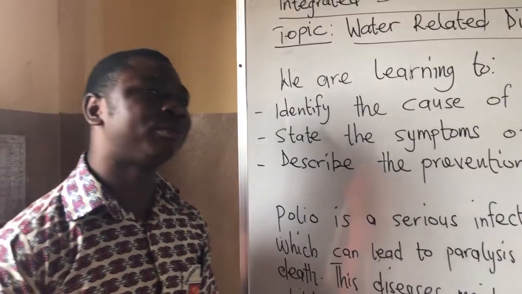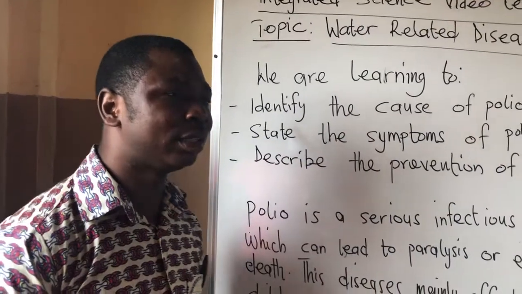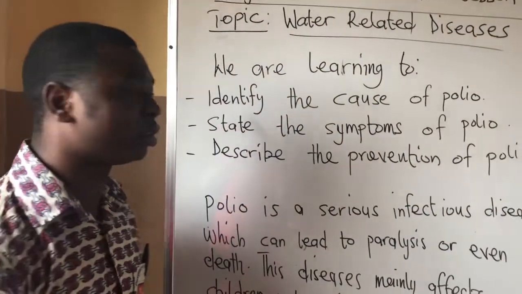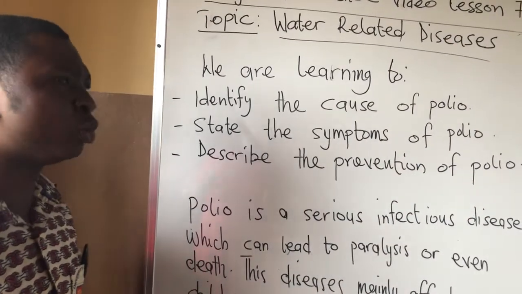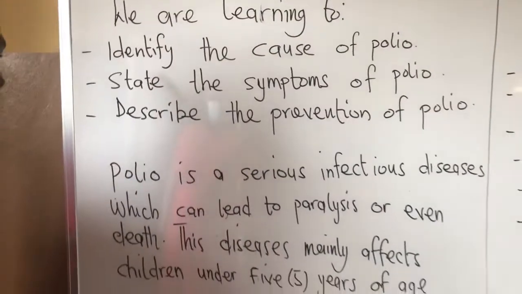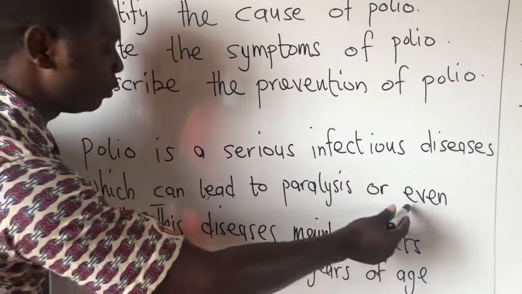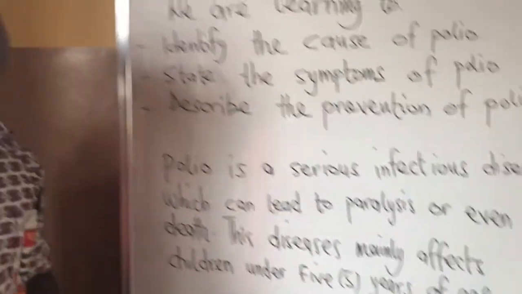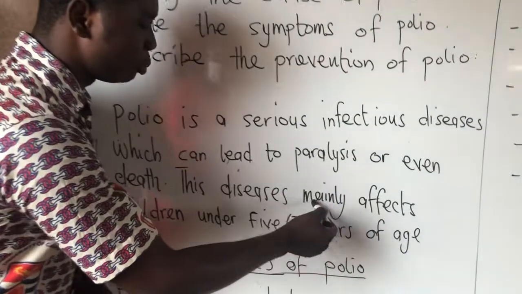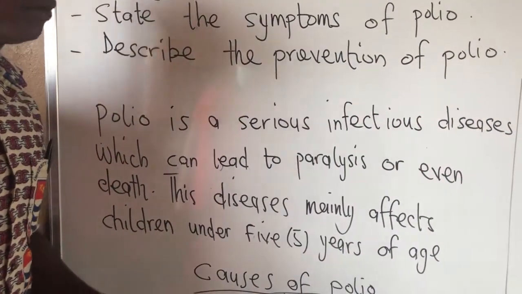We know water, if it's contaminated, gives us what? Sickness. And one of the sicknesses is polio. What is polio? Polio is a serious infectious disease which can lead to paralysis or even death. This disease mainly affects children under 5 years of age.